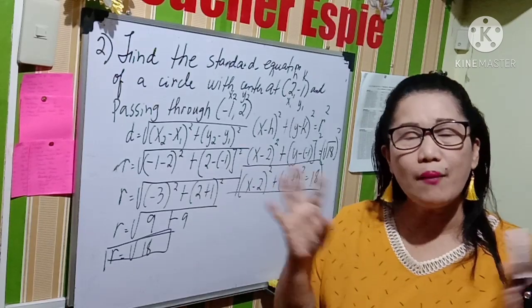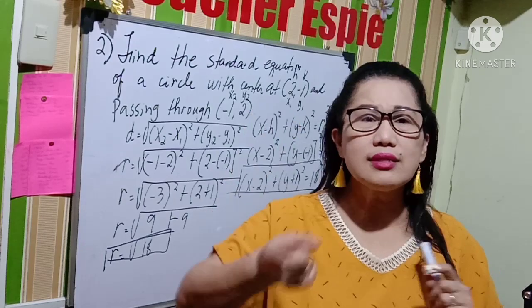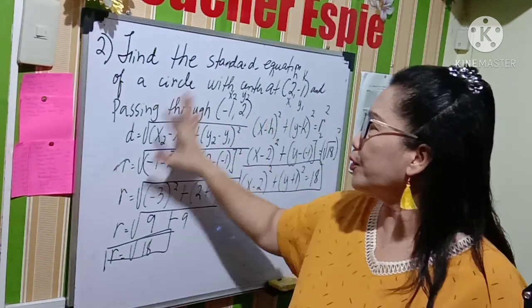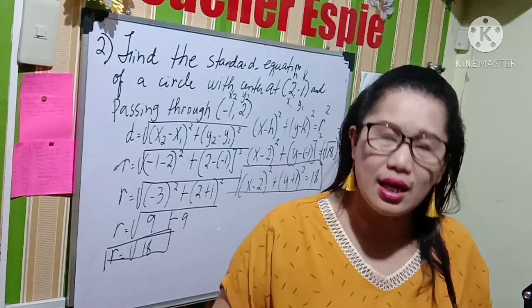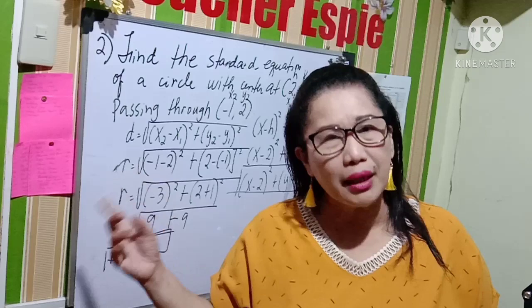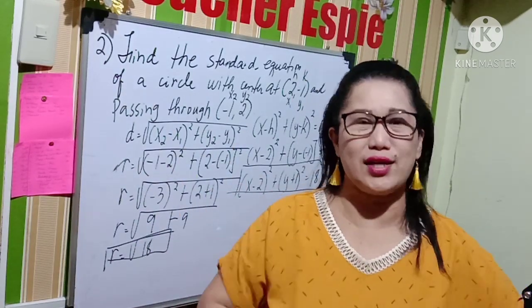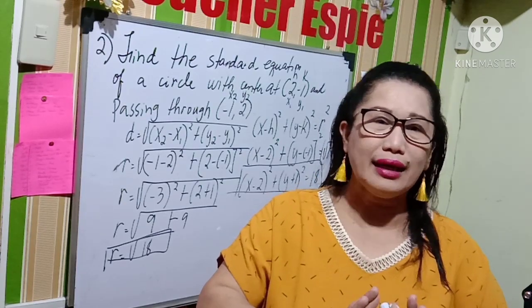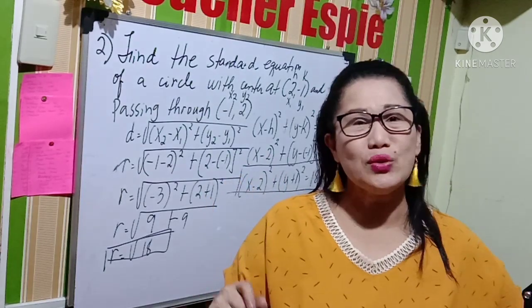There is still a lot more, it's a wide topic. Because guys, when we are talking about the circle, there is a general equation of a circle, and then given that, we will get the center and we will get the radius. After that, there is also completing the square. So, the topic about the circle is broad. So, this is the first lesson, and the next day, I will be teaching you another topic.